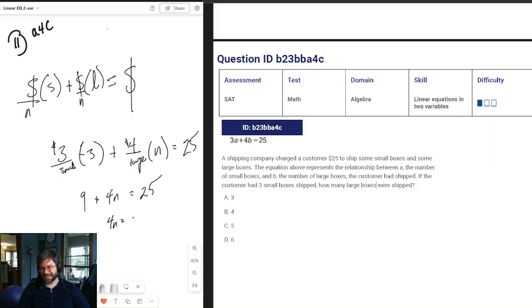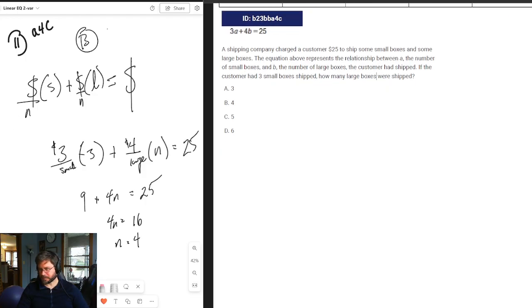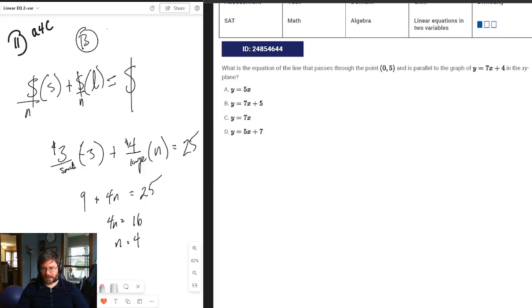16. And then, of course, n equals 4, dividing that over. So our answer there must be B. Very good. Moving on to the next.